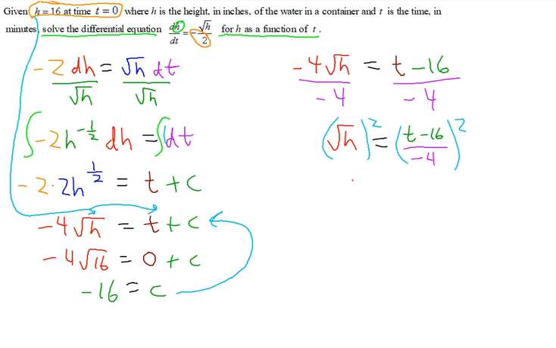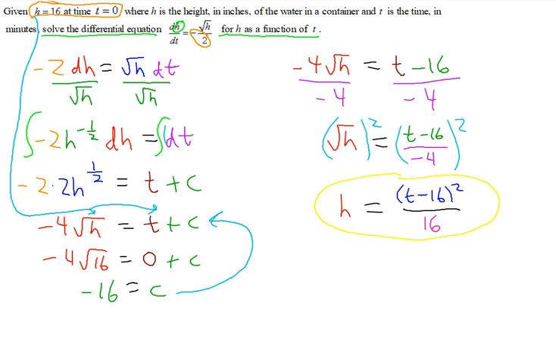So you get h equals, and let's just make it a little simpler. t minus 16, that's probably not going to make it simpler to square, so I'm just going to leave it t minus 16 squared. But the negative 4 is easy to square. Negative 4 squared is just 16. So that would be your particular solution, the function for h as a function of time.